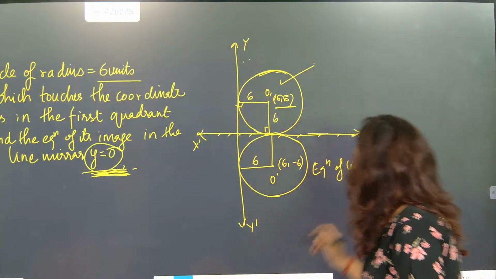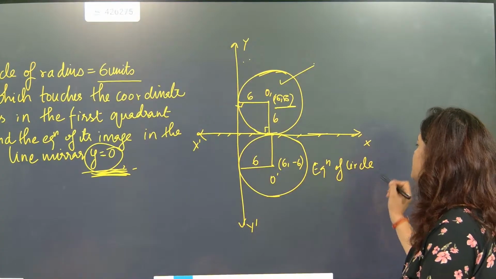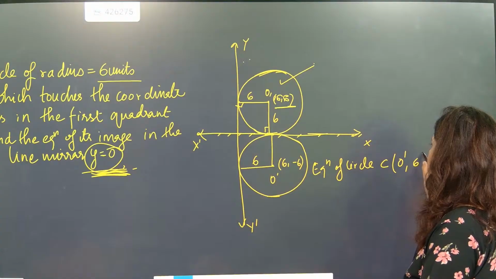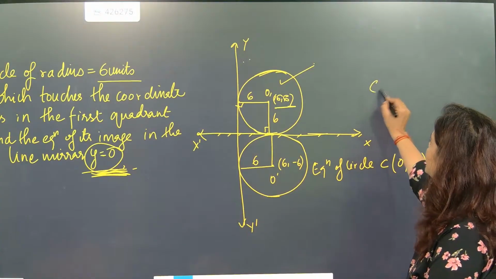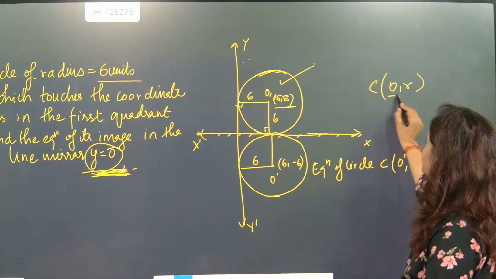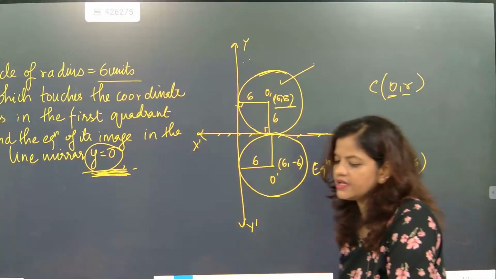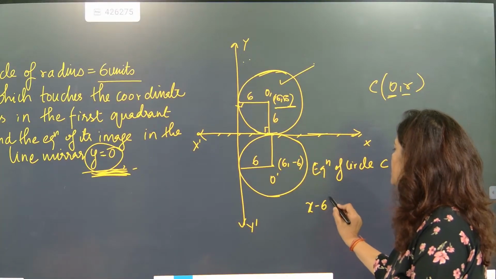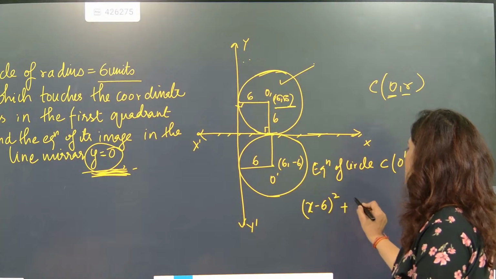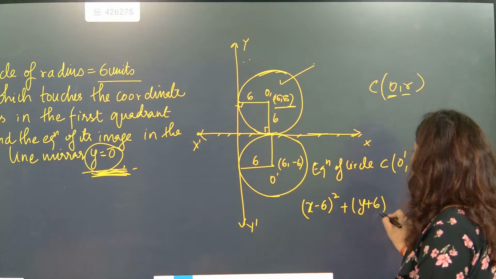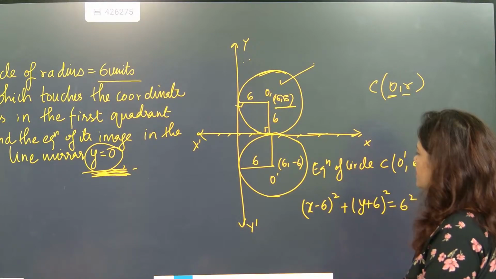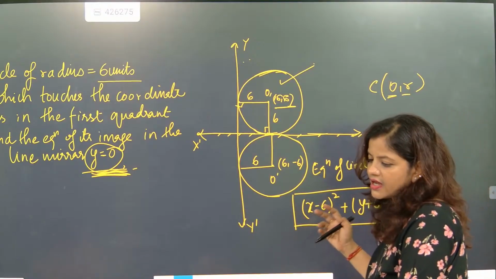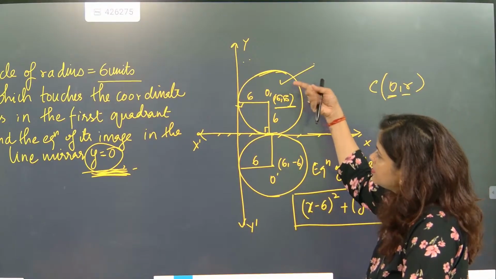Now look here beta, it will be writing this part, equation of the circle whose center is O dash and radius is 6. Okay, so whenever we write this, first part is representing center, second part is representing radius. So once you have written this part, so equation of the circle will become x minus 6 whole square plus y plus 6 whole square is equal to 6 square. So this will become the equation of the circle. But beta, this is exactly the equation of the image of the circle, this image.